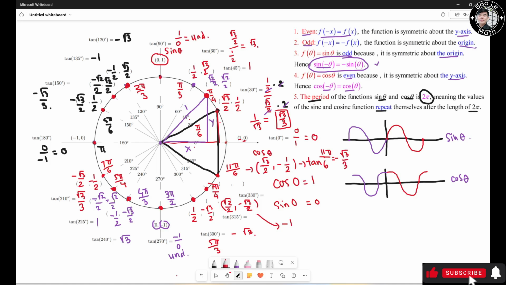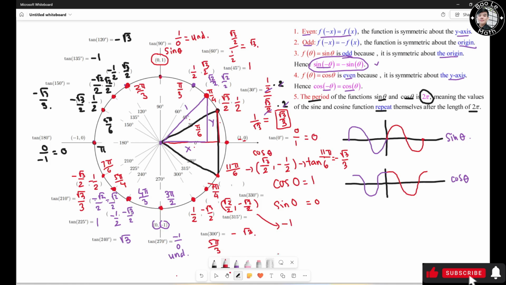Alright, so go back over here, it should be 2 pi, right? Sine of 2 pi divided by cosine of 2 pi is still 0, right? Alright, so now we're going to use the unit circle to calculate the bigger angles.